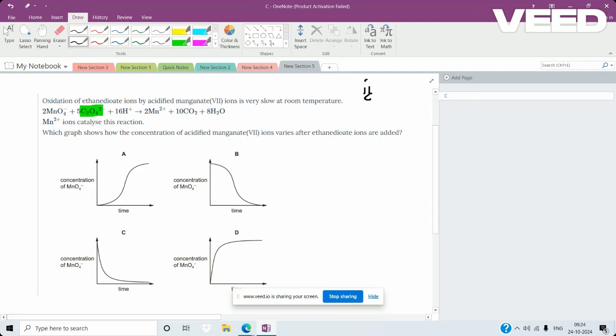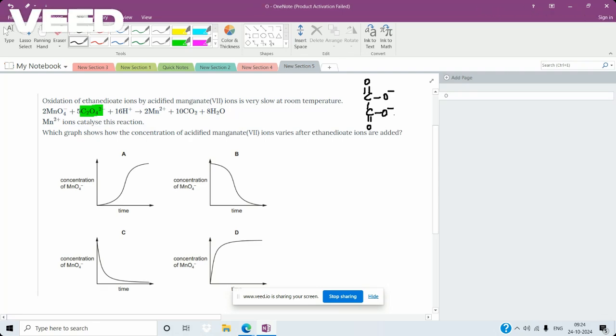This is just for information. This is actually oxalate anion. The IUPAC name for oxalate anion is ethane dioate because it is a derivative of ethane dioic acid.